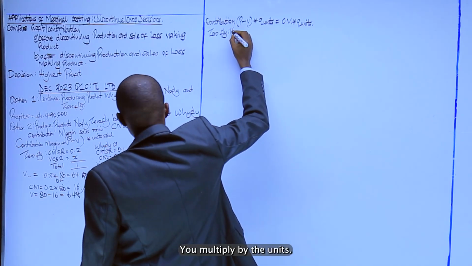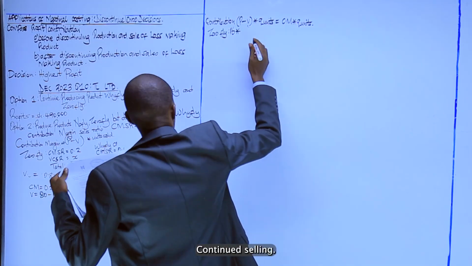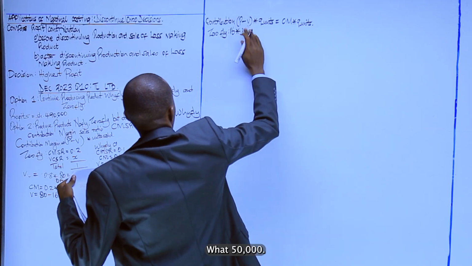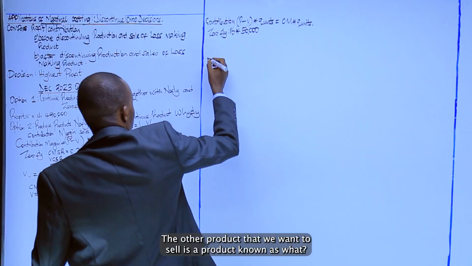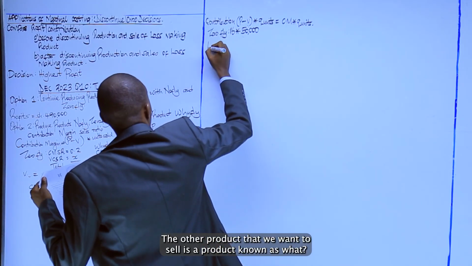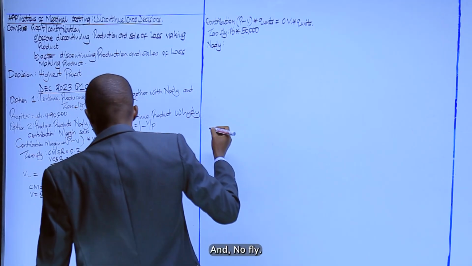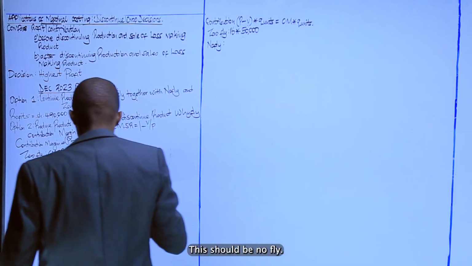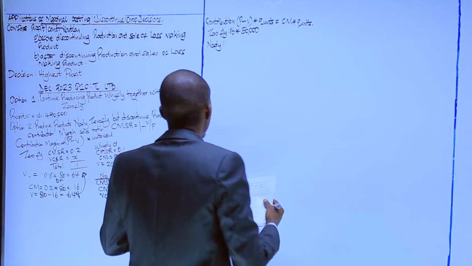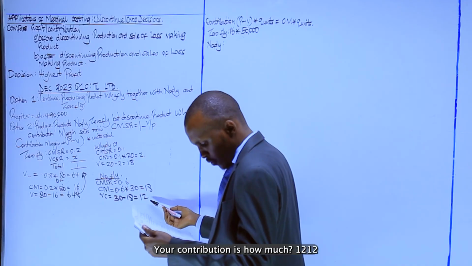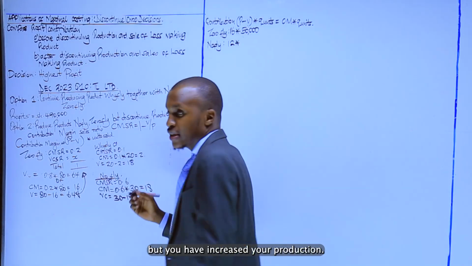You multiply by the units. And the units of zero fly were how many? We continued selling 50,000 units. The other product that we want to sell is known as no fly. And this should have been no fly, not zero fly, no fly. Your contribution is how much? 12. But you have increased your production.